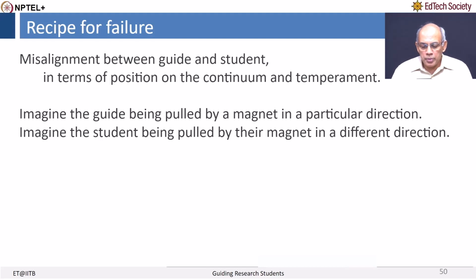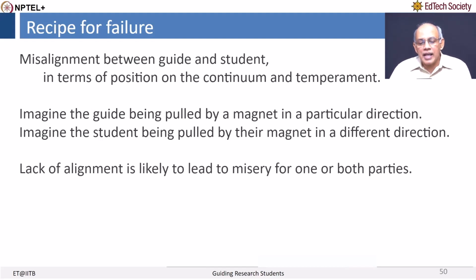Okay. So because of this, the chances are that it's likely to lead to misery for one or both parties, right? And as many of you also predicted from the activity, it's possible that there is going to be frustration in such a misaligned situation. Okay. So now the question comes, how does one get out of this? Maybe when we signed up we did not know and then later discovered that there is misalignment.